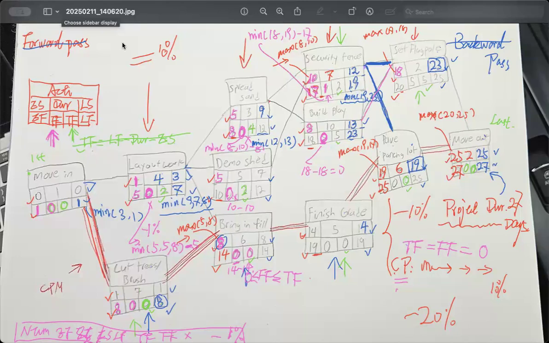Coming to here, we get 19 minus 19, 0, so it's okay. And then coming to here, paving, 25 minus 25, 0. Coming to here, you have 25 minus 12, so 20, you get a 5. So that is correct. With this one, we're getting all the total floats and free floats. Any question here so far?